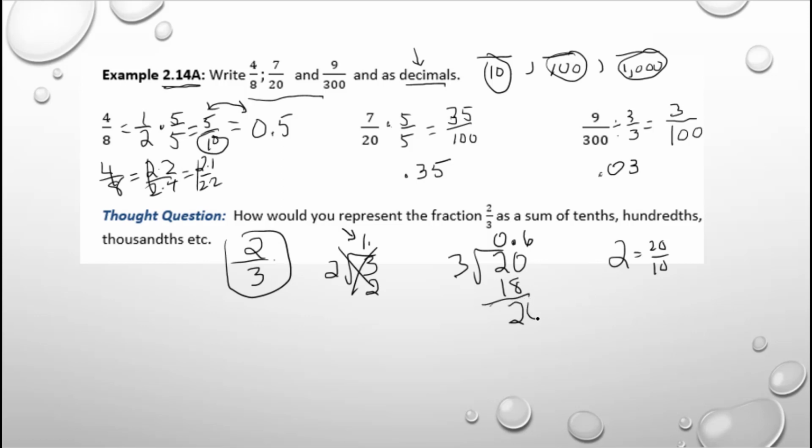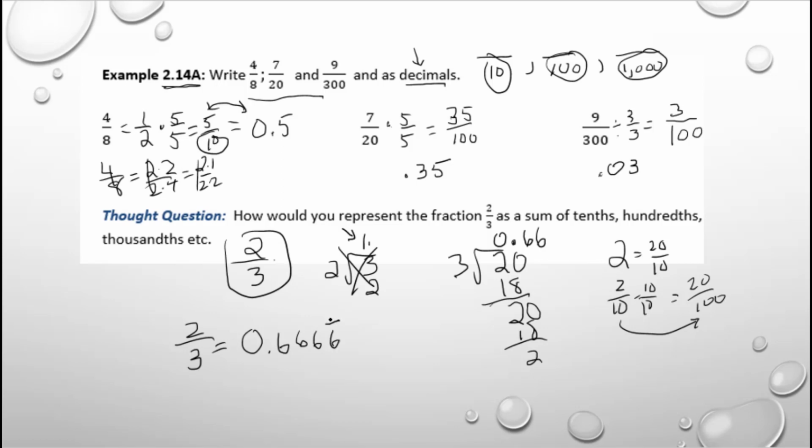You put a 0 there because you're changing 2 tenths into 20 hundredths. 2 tenths is 20 hundredths. And so I get another 6. 6 times 3 is 18. I get another 2. And you can see that this is going to go on forever. So 2/3 as a decimal is 0 ones, 6 tenths, 6 hundredths, 6 thousandths, 6 ten thousandths, etc. So we put that bar over it.